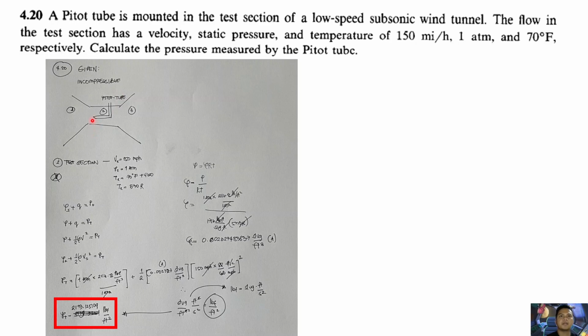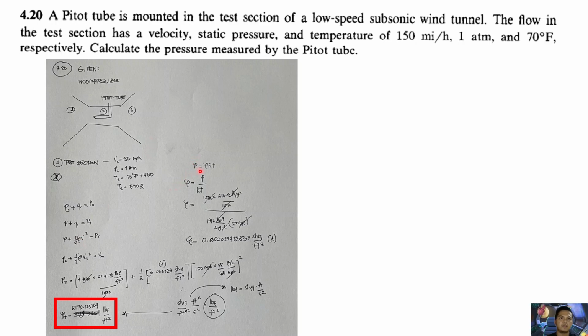So yung static pressure natin nag-a-act sa test section. So ang kailangan nating velocity sa test section. So given naman, we have 150 miles per hour. Static pressure is 1 atm. Temperature 70 degrees Fahrenheit plus 460, that is 530 Rankine. So determining the formula, wala pa tayong density.